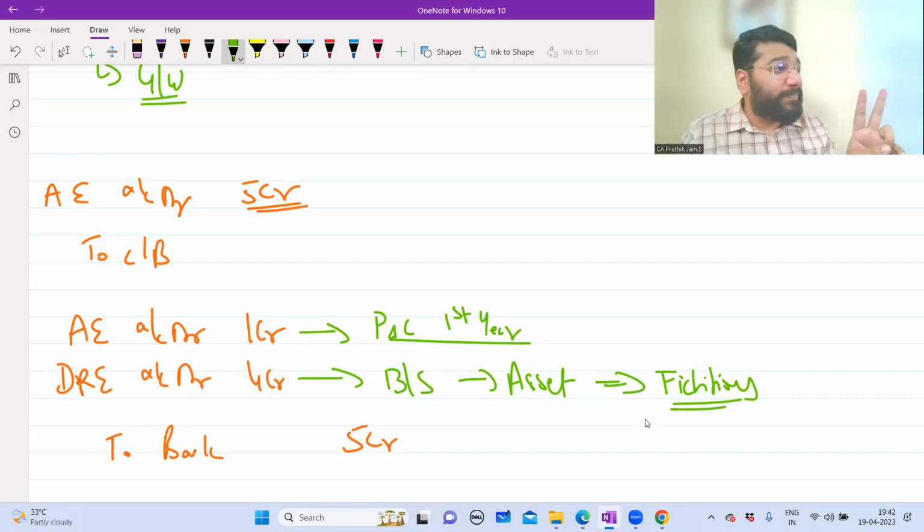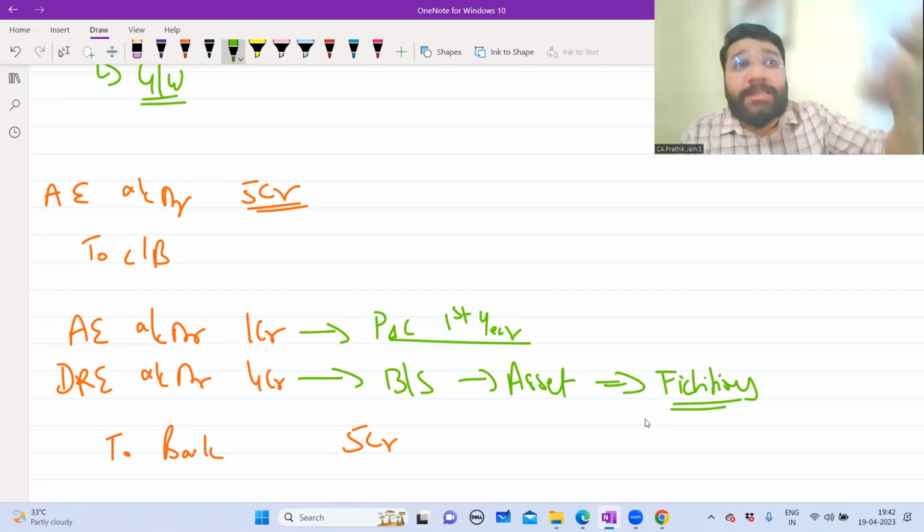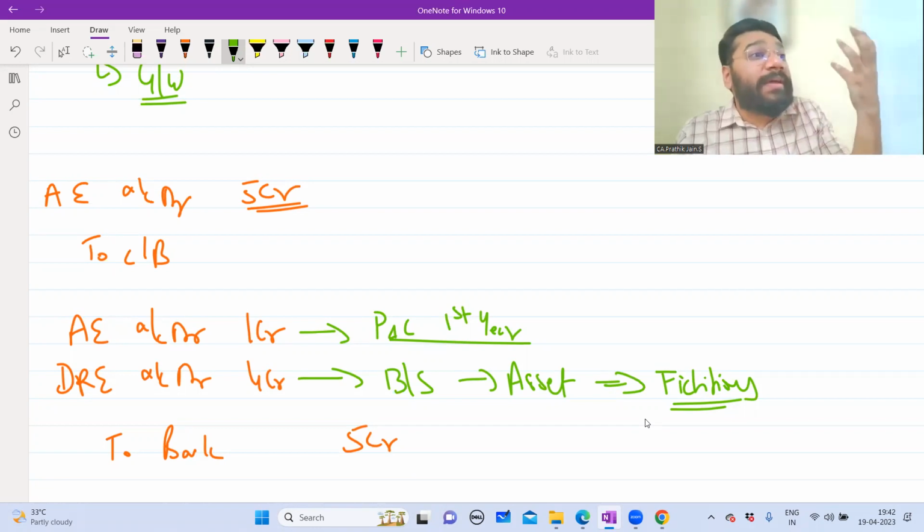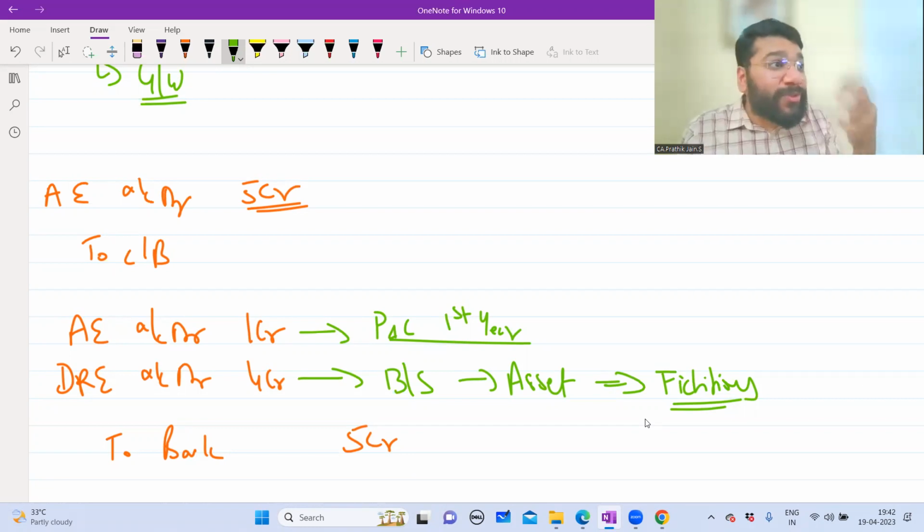Asset means two things. Anything that we own is an asset, or anything that we expect to receive in future is an asset. A debtor is the money that I'm expecting to receive from a customer in future. So that is my asset.